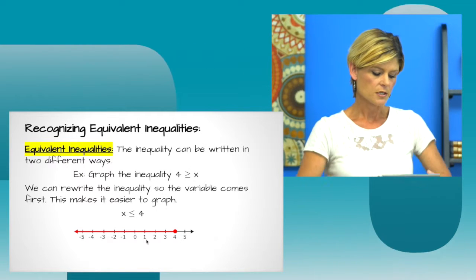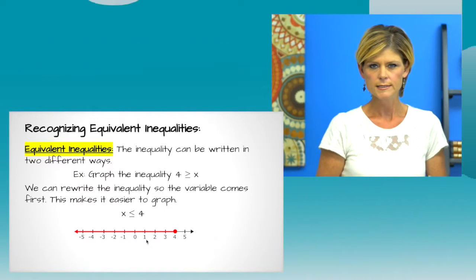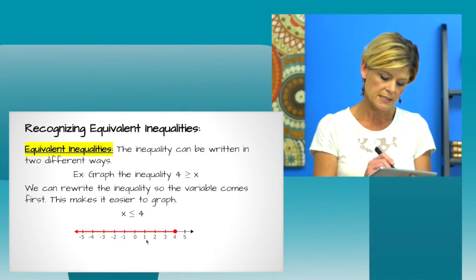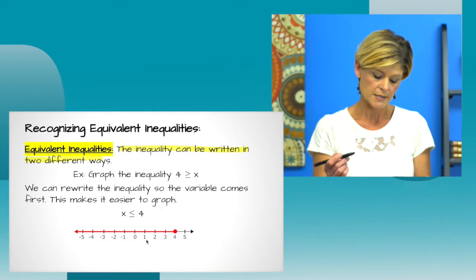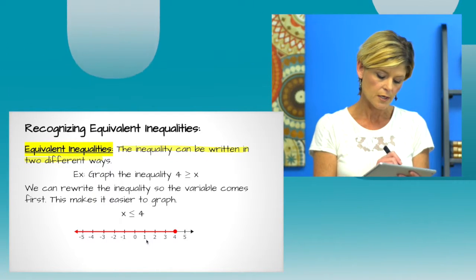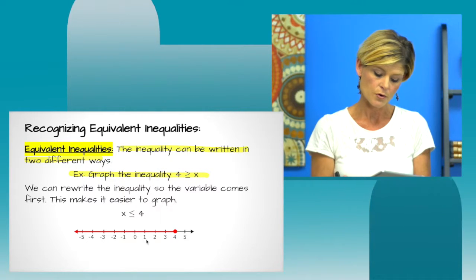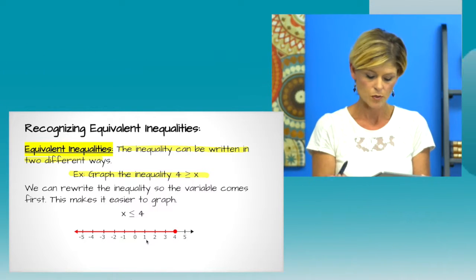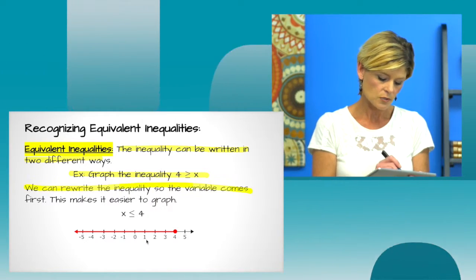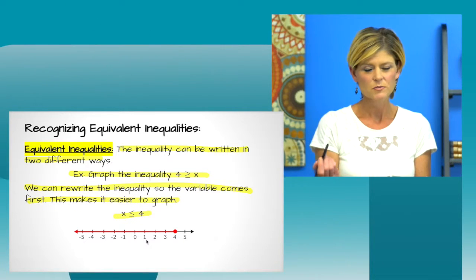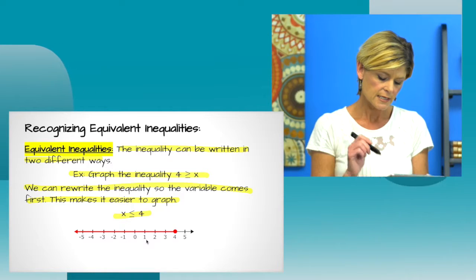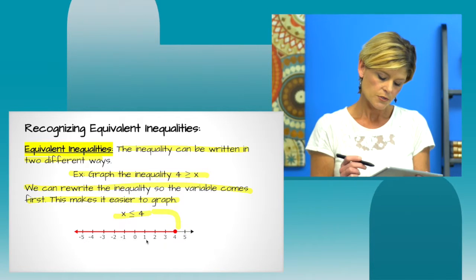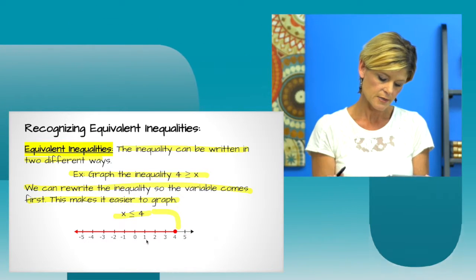Okay, I also want to talk about recognizing equivalent inequalities. That sounds really tricky, but it's actually super simple. What I mean by equivalent inequalities is that the inequality can be written in two different ways. You may come across an inequality that's written like this: 4 is greater than or equal to x. It's really simple to switch it around as long as you remember to switch the direction of the symbol as well. So you can rewrite the inequality so that the variable comes first, because it just makes it easier to graph. So we have x is less than or equal to 4. Remember, when we have equal to, we use a closed circle. So that is how we would graph x is less than or equal to 4.